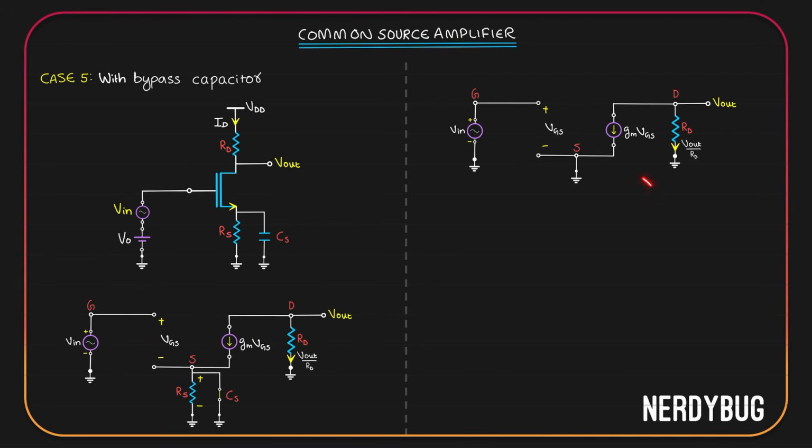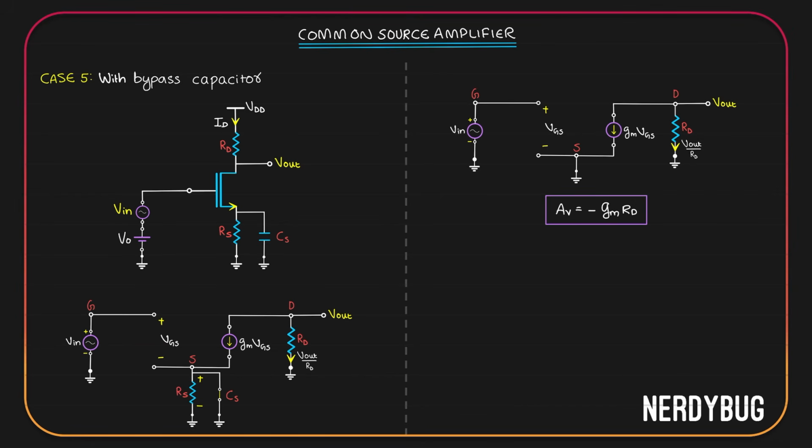But then this is the exact small signal model we had before adding degeneration. In this case, the gain is going to be minus GmRD, which is our original gain, which means degeneration is not affecting the gain anymore. So the only thing we have to do to make sure that RS does not affect our gain is to add a bypass capacitor.